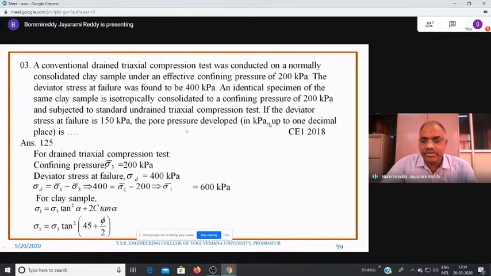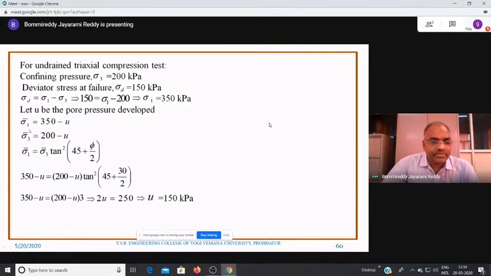What is the question here? The question is, if the deviator stress at failure is 150, the pore pressure developed is, so what is the pore pressure developed here? That will be sigma 1 bar equal to 350 minus U, and sigma 3 bar 200 minus U.